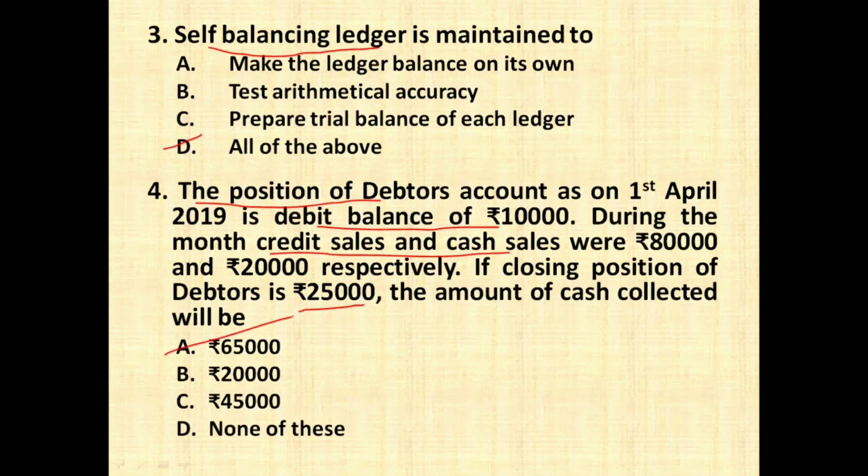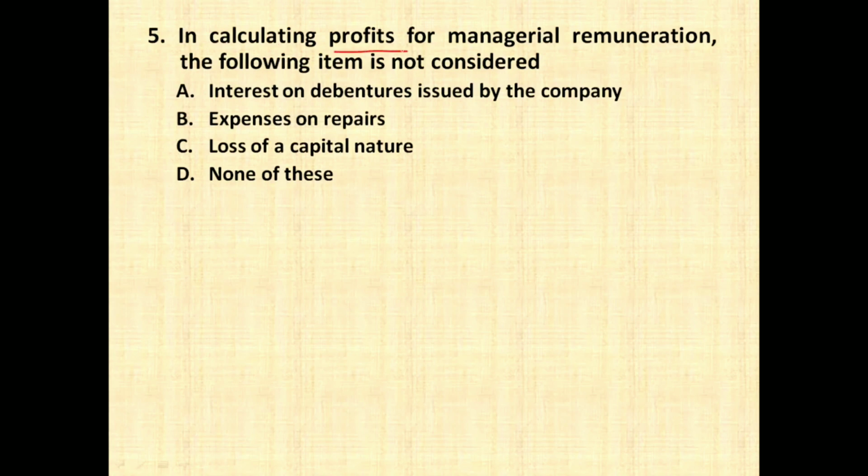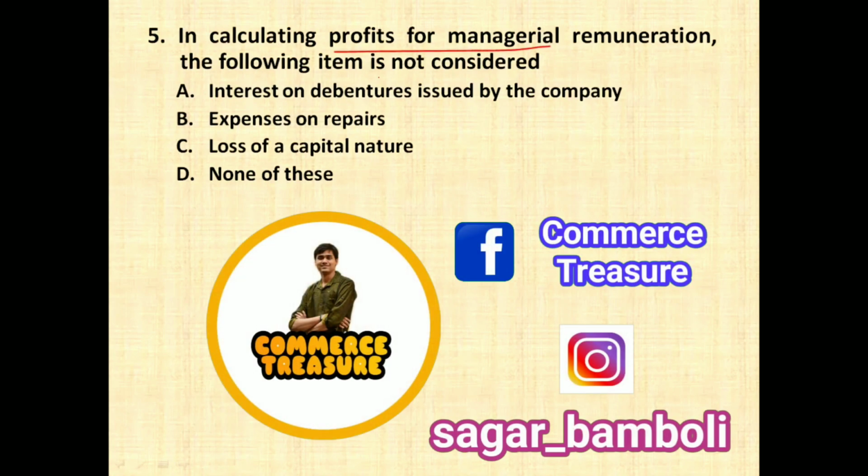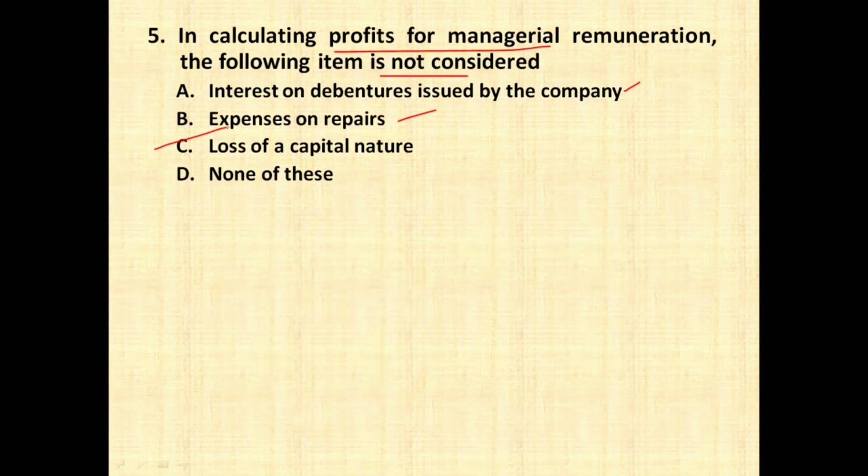In calculating profit for managerial remuneration, which of the following items is not considered? Interest on debentures issued by the company, it is considered. Expenses on repairs, it is also considered. Loss of capital nature, no, it cannot be considered because we consider only the revenue items and not the capital items. Either capital expenditure or capital receipts, both are not taken into consideration.